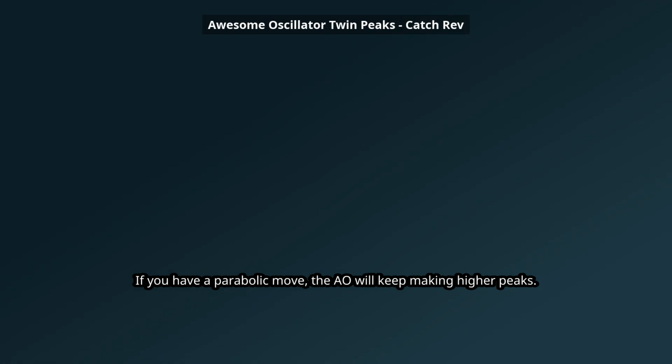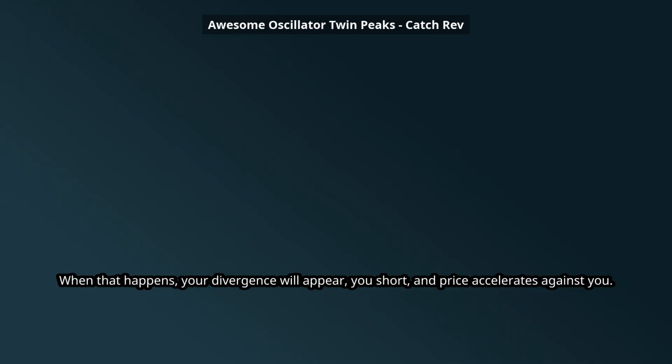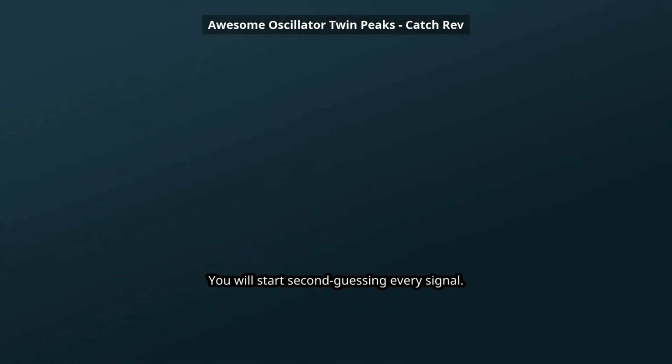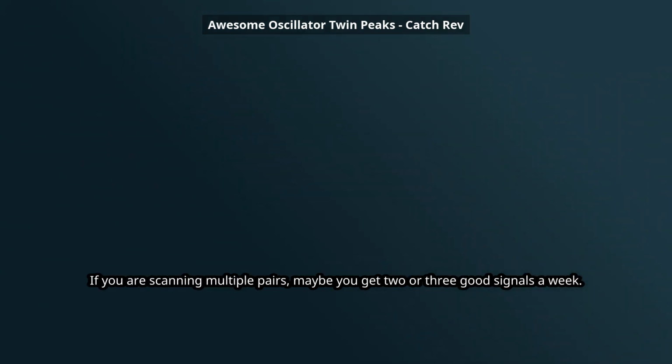This is not a holy grail. Twin peaks divergence fails in strong, trending markets. If you have a parabolic move, the AO will keep making higher peaks. Price is not tired. It is just warming up. When that happens, your divergence will appear, you short, and price accelerates against you. The stop loss saves you, but the psychological damage is real. You will start second-guessing every signal.